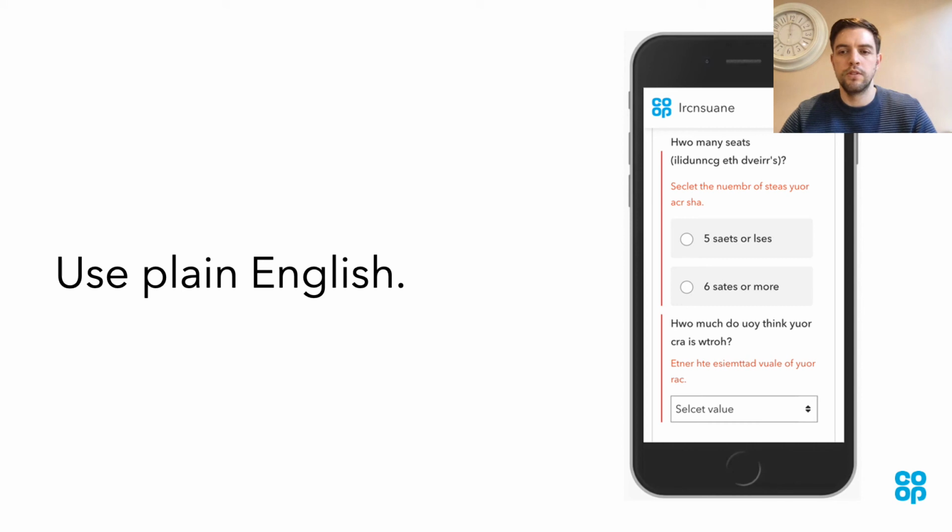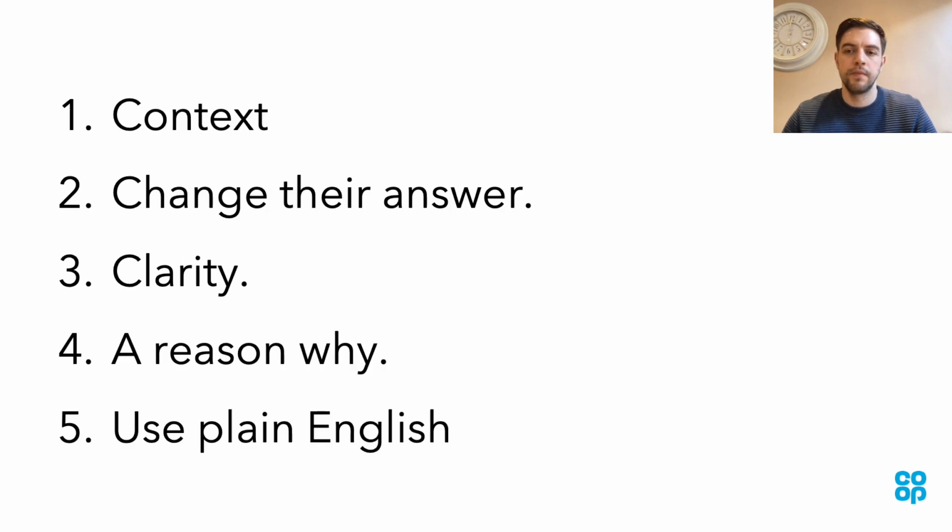To some users, English may be their second language. They may be dyslexic or require the use of a screen reader, or in some cases, all 3. We therefore aim to write content for a reading age of 9, and forms are no different. And that's why use plain English is my 5th and final golden rule for today's talk.